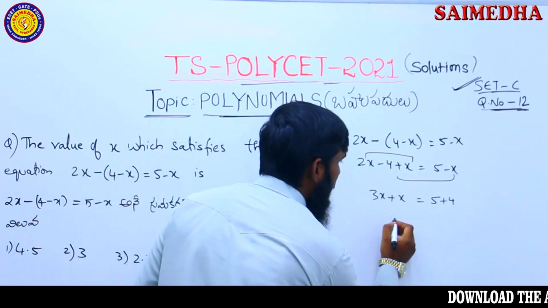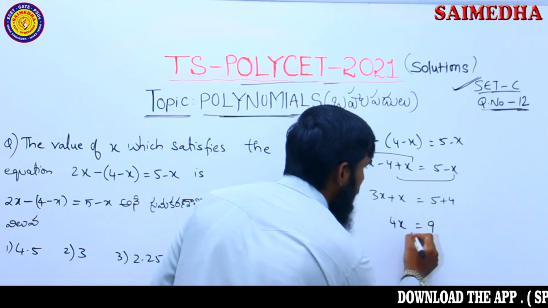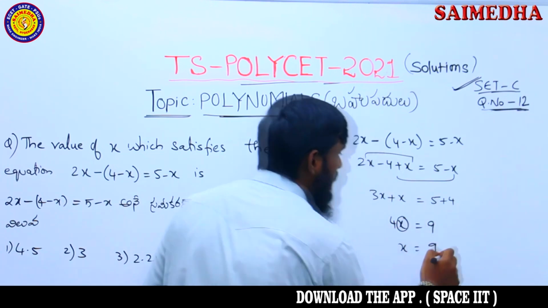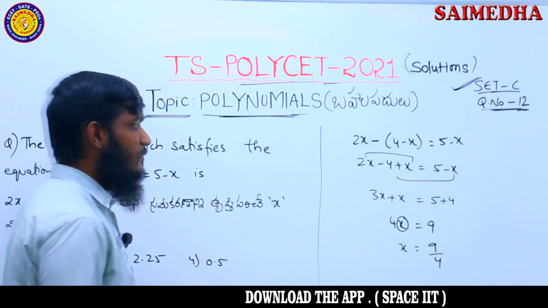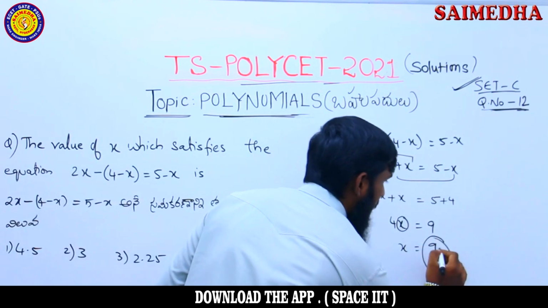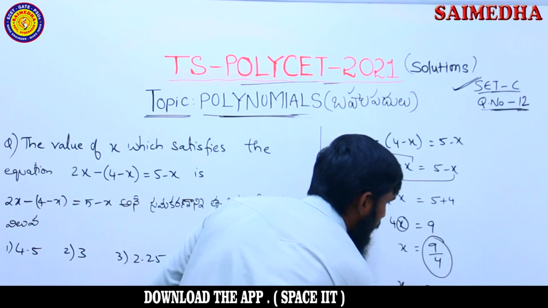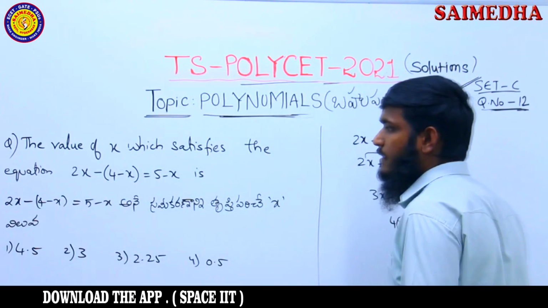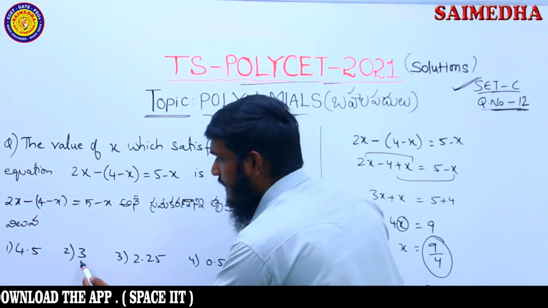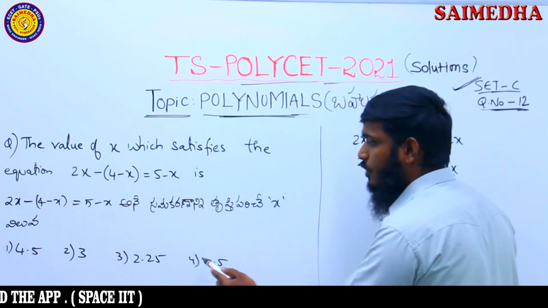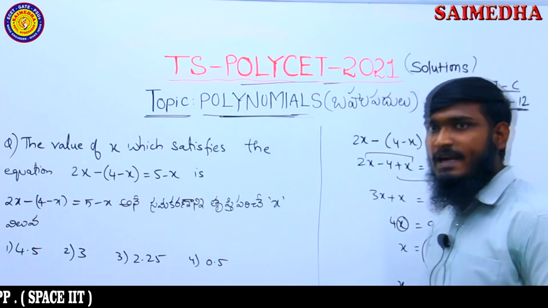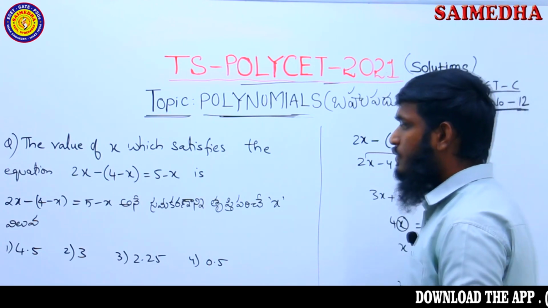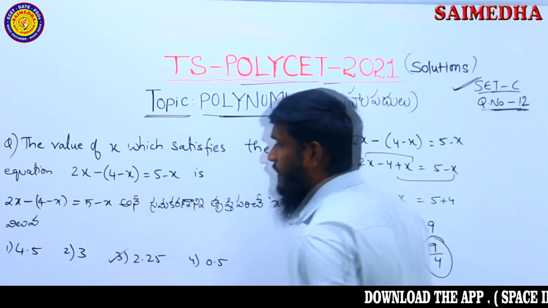Now 3x plus 1x is equal to 4x, which equals 9, and for finding the value of x we send this 4 to the other side. We write x equals 9 by 4. When we divide 9 by 4, we get x equals 2.25. Let us check the options: option 1 is 4.25, option 2 is 3, option 3 is 2.25, option 4 is 0.5. So we are getting x equal to 2.25, and the correct option is option number 3.